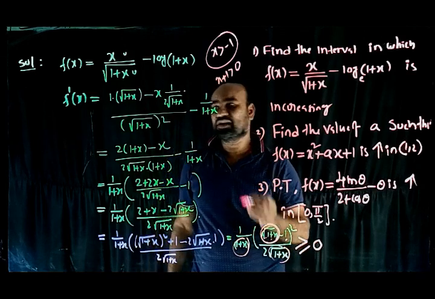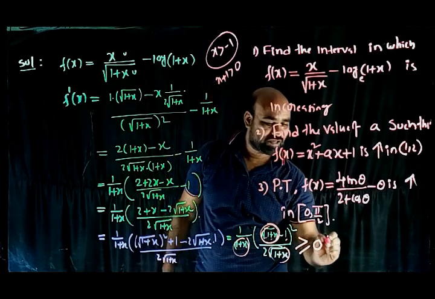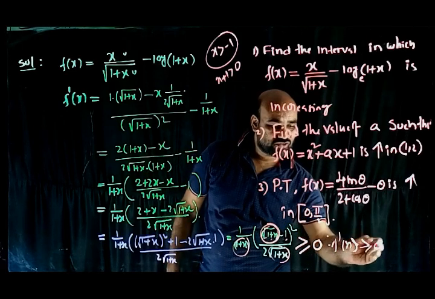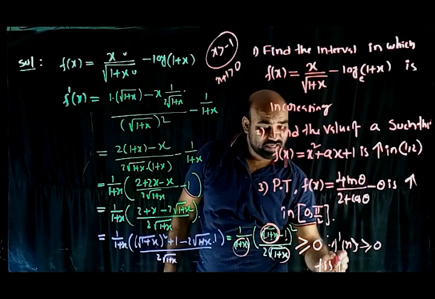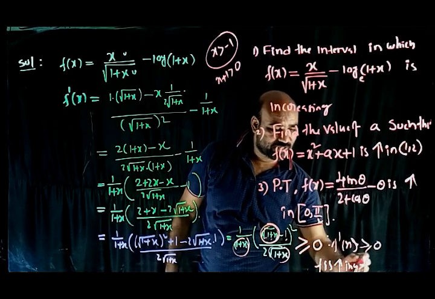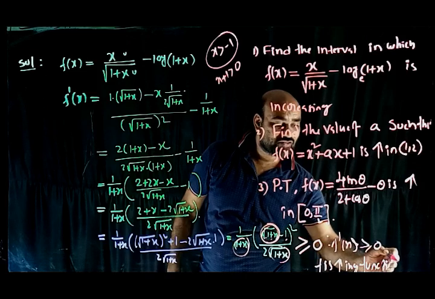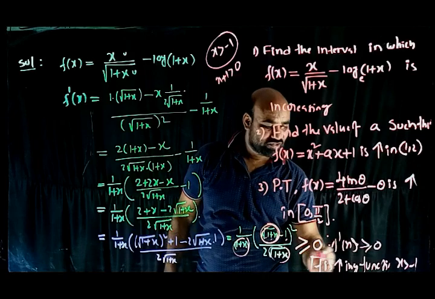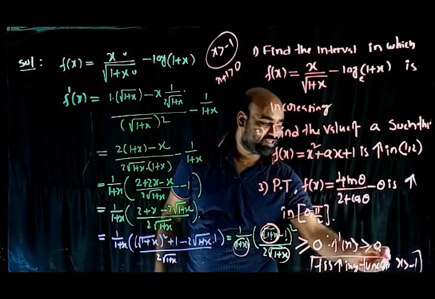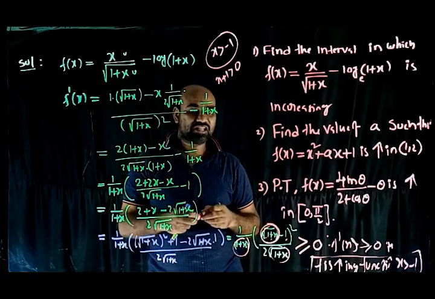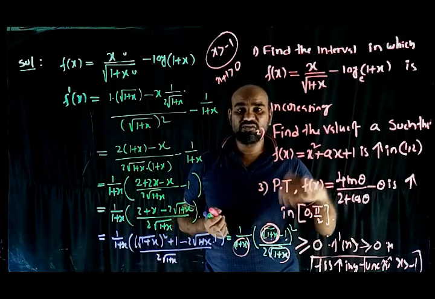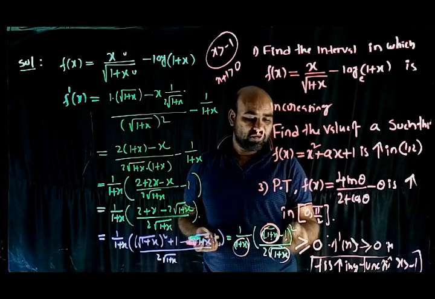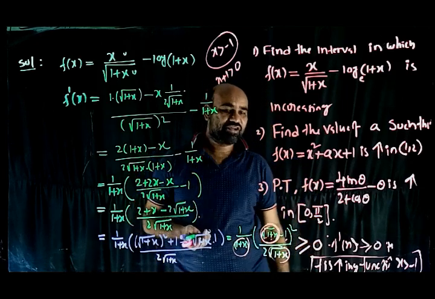So finally what happened? f dash of x greater than or equal to 0, which means f is an increasing function. In which interval? x greater than minus 1, that is, in the open interval minus 1 to infinity, the function is increasing. We can't say strictly increasing function because we got f dash of x greater than or equal to 0.